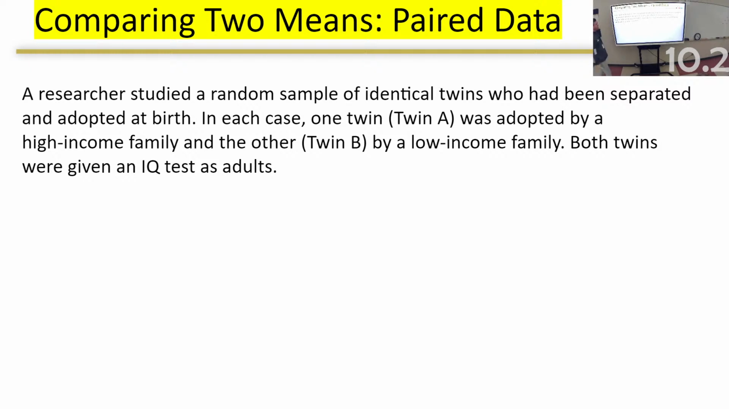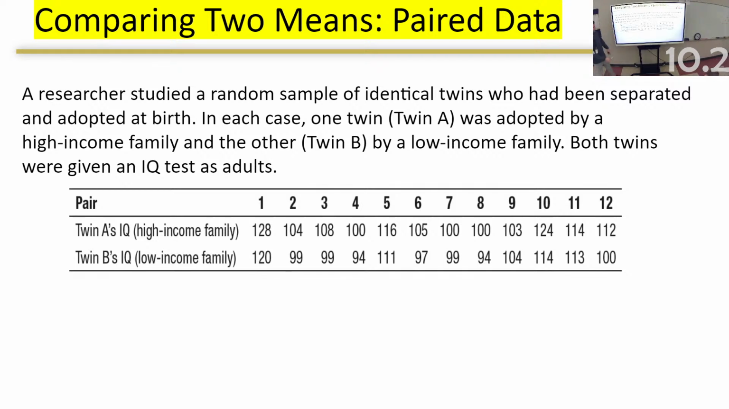A researcher studied a random sample of identical twins who have been separated and adopted at birth. In each case, one twin, A, was adopted by a high-income family and the other twin by a low-income family. This is interesting. Both twins were given IQ tests as adults.